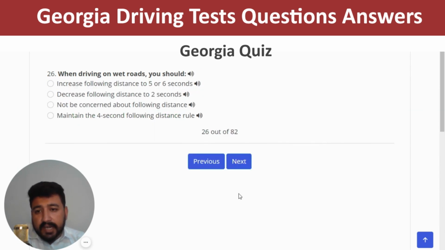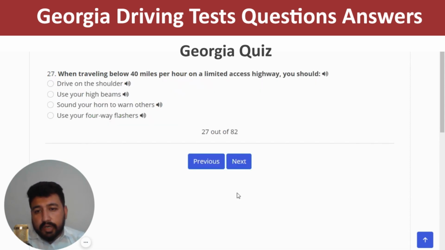And next. When driving on wet roads, you should. The right answer to the 26th question is increase following distance to 5 or 6 seconds. So first option. Correct. And next. When traveling below 40 miles per hour on a limited access highway, you should. The right answer is use your four-way flashers. So I'm going to click on the last option.